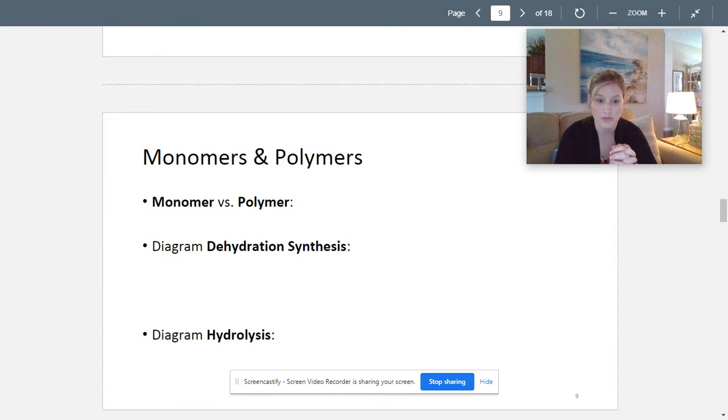Monomer versus polymer. Remember, polymers are large organic molecules that are made of repeating units called monomers. So if you think of something made out of Legos, the repeating unit would be the Lego, and whatever you create out of the individual Legos is your polymer. So let's say you made a Lego building, then each individual Lego is the monomer, and the polymer is the building.